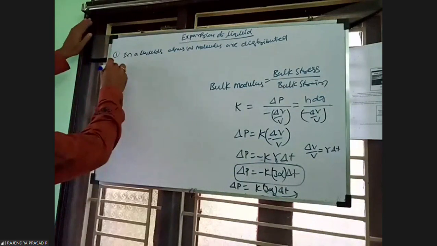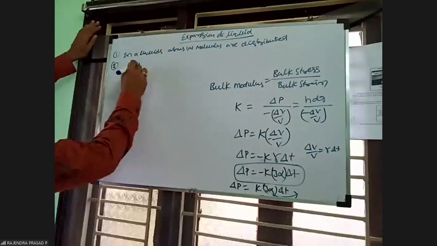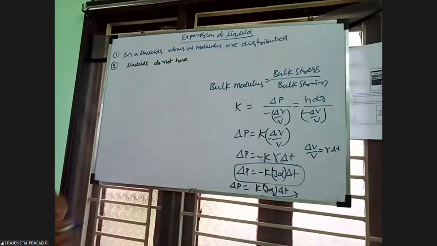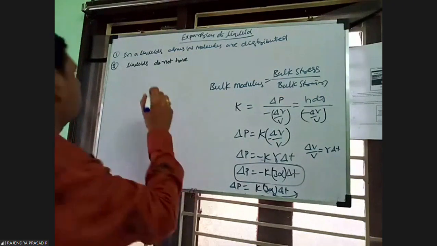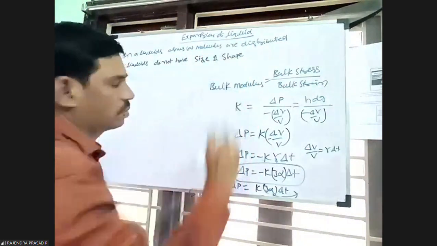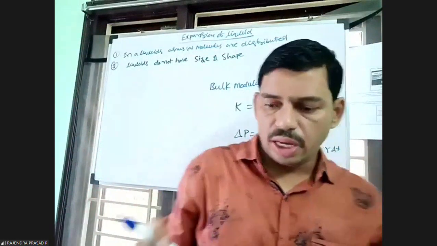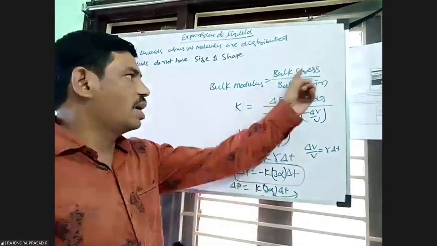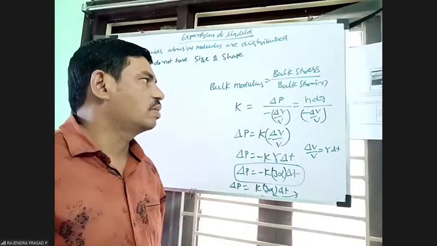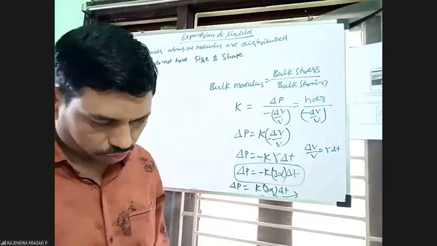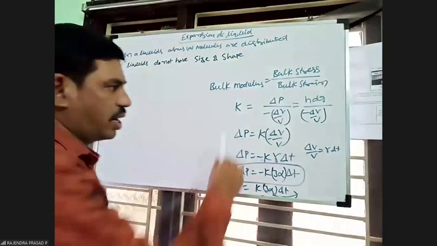Next one. Liquids do not have a definite size and shape. Their shape depends on the shape of the container. Bulk modulus is equal to bulk stress by bulk strain, and bulk modulus is denoted by K.